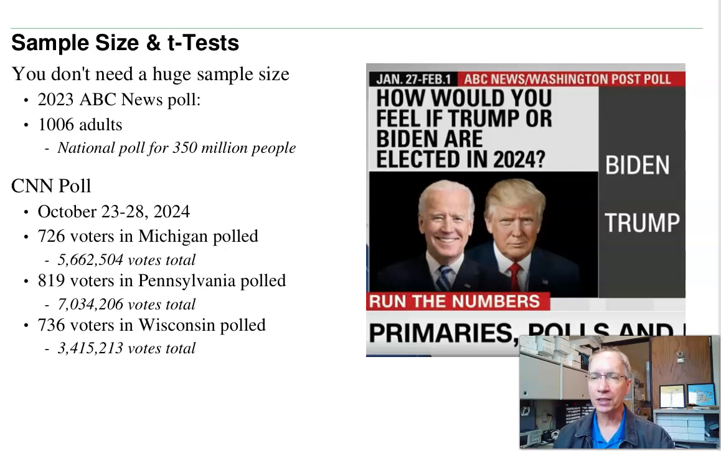During elections, like the election in 2024, there are 5.6 million people in Michigan who voted. The poll only sampled 726. 7 million people voted in Pennsylvania. The poll only sampled 819. 3.4 million voted in Wisconsin. The poll only sampled 736. You don't need a huge sample size to get a good answer, to get good results.